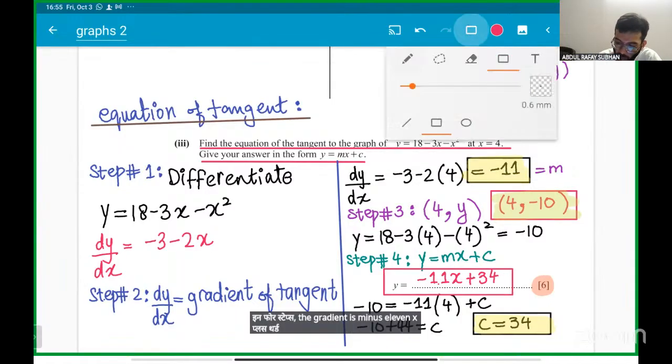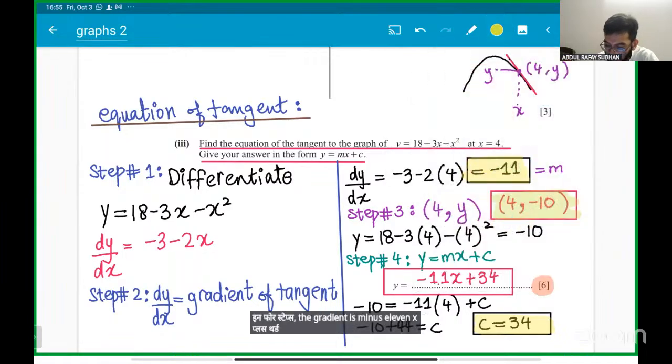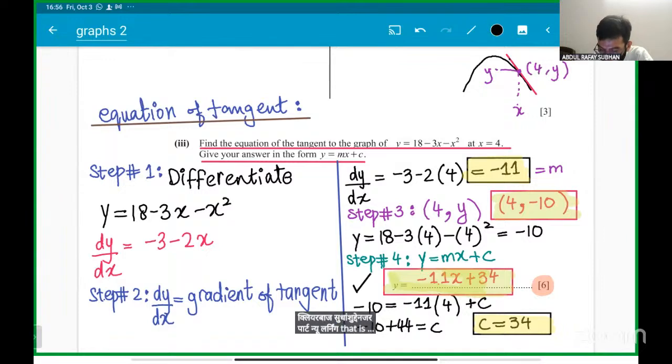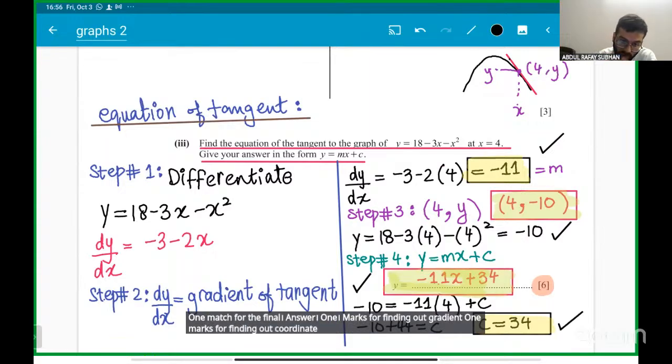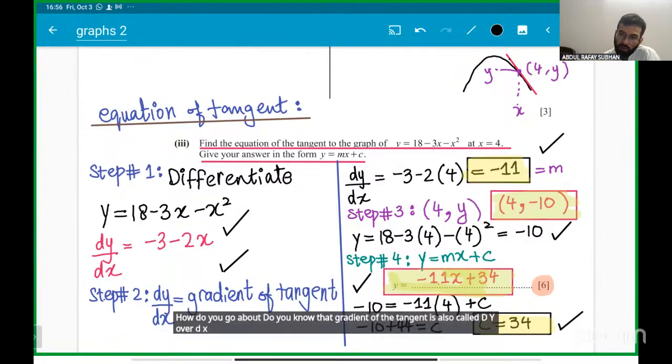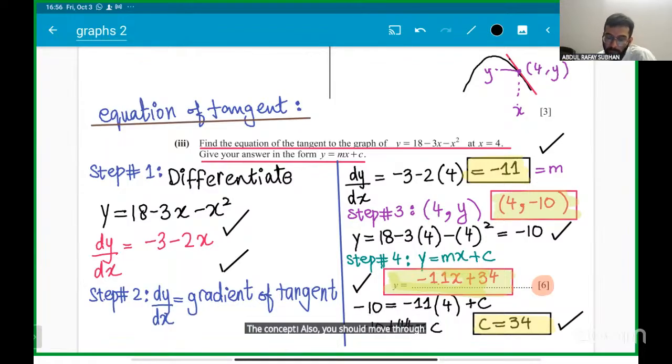Let me help out. How do we get all 6 marks? Is everyone understood? Got it? People following? Is everyone clear? Understanding, students? So that is another part, new learning. 1 mark for the final answer, 1 mark for finding the gradient, 1 mark for finding the coordinate, 1 mark for finding the c value, 4 marks, and then 2 marks for the differentiation as well. Do you know that the gradient of the tangent is also called dy over dx? The concept you should also know, students, and tell the examiner as well.